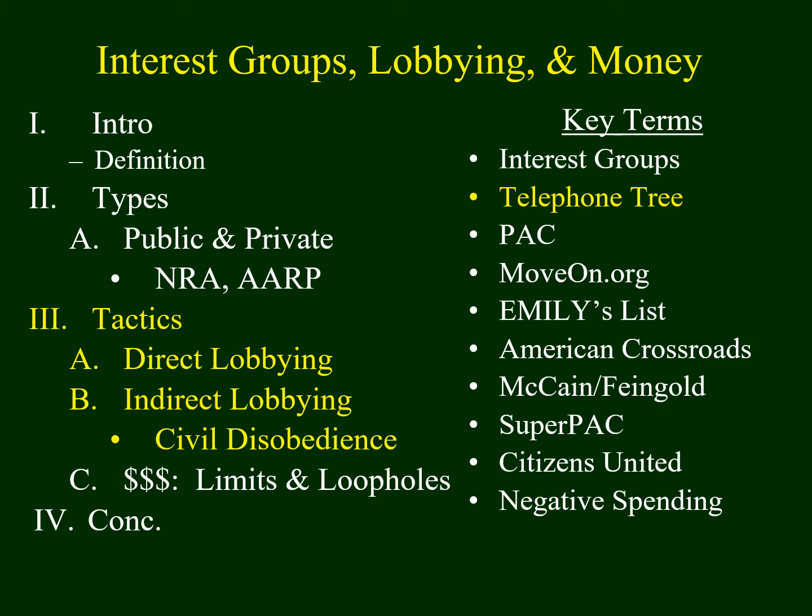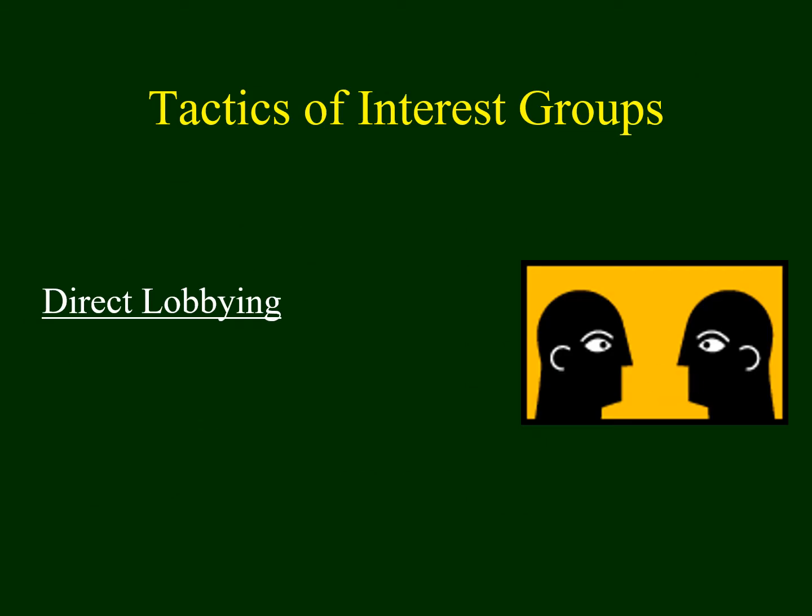Now that we've addressed some of the types of interest groups that are out there, let's explore some of the tactics that they use to achieve their goals. One of the most important tactics, and most effective, would involve direct lobbying. This is when lobbyists speak directly with an elected official.